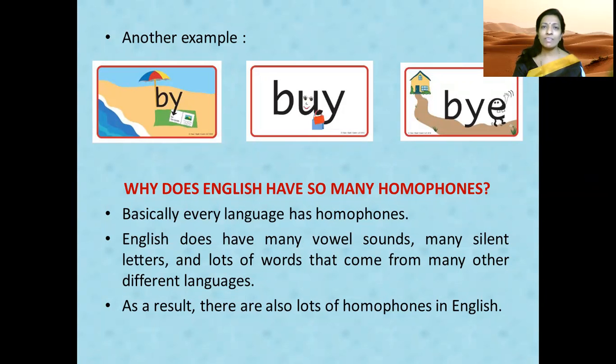English language seems to be very complex because it has many vowel sounds, many silent letters, and a lot of words which come from other languages, which becomes difficult for English speakers or learners to understand. Because of these different qualities, English language seems to be very confusing. Therefore, we find an abundance of homophones in the English language.